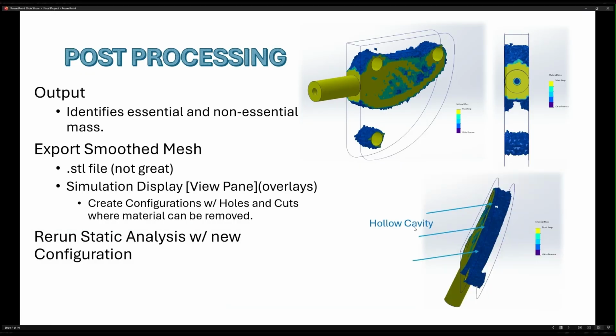Now, the output is going to be this amalgamation of elements where the ones that you need to keep are in yellow, and the ones that are okay to get rid of are different shades of blue based off their necessity.